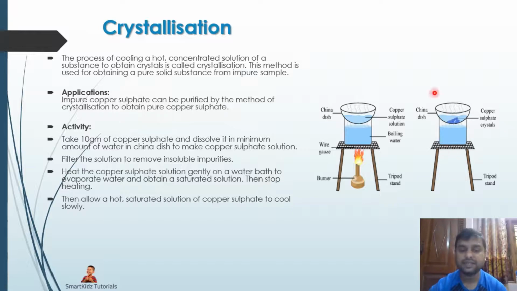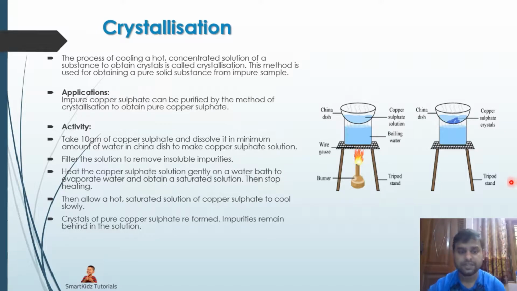And as the saturated solution of copper sulfate cools down, it begins to show copper sulfate crystals in the china dish. That's the process of crystallization. The crystals of pure copper sulfate are formed, and impurities remain behind in the solution. So once again, you need to carry out filtration to get rid of those impurities.